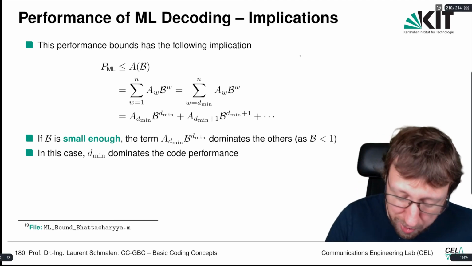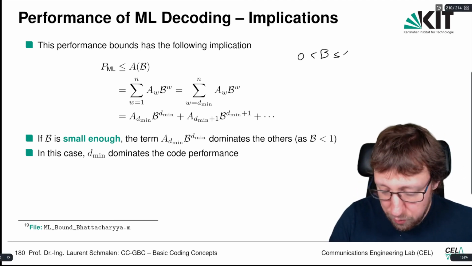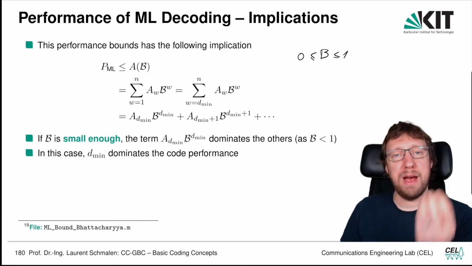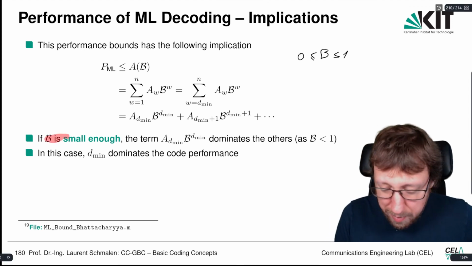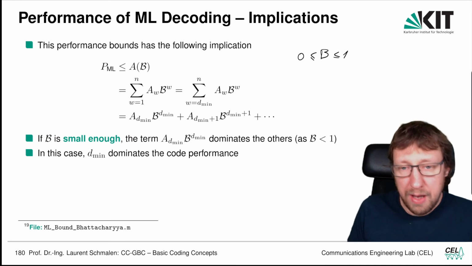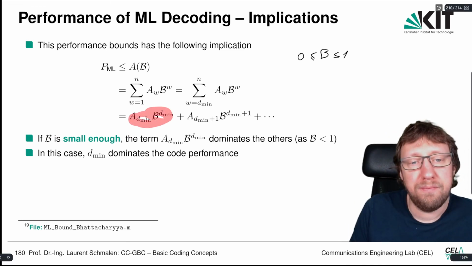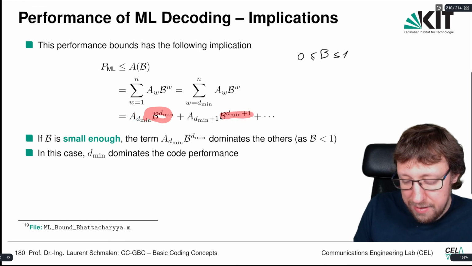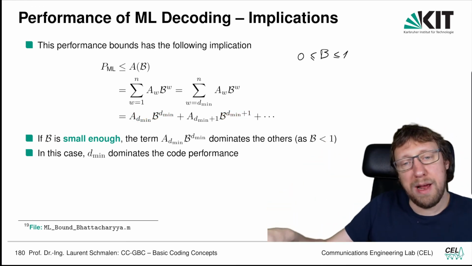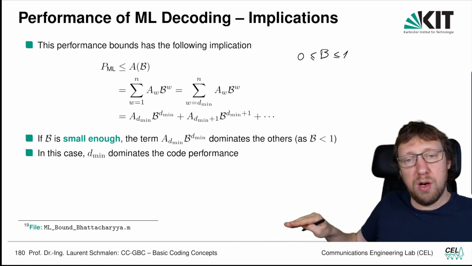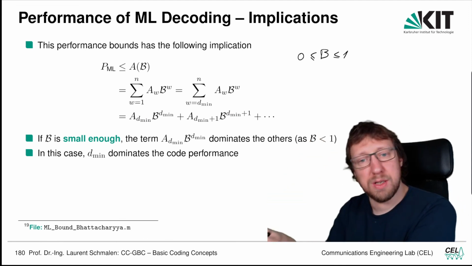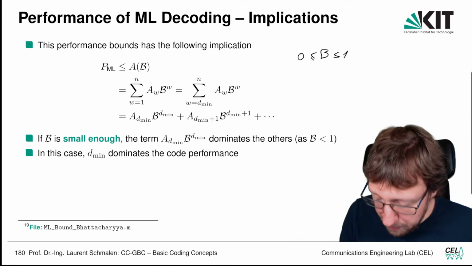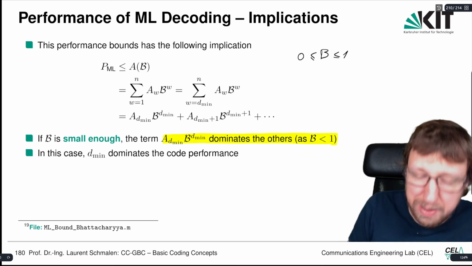Now we know the Bhattacharya parameter is between 0 and 1. 0 means we have a very bad channel. 1 means we have a very good channel. So if the Bhattacharya parameter is small, or if it's between 0 and 1, this term will dominate the sum. Because if we increase the exponent, the smaller the term gets. We always get smaller and smaller, because we have a number between 0 and 1 that we exponentiate, and that makes the number smaller and smaller. So if the Bhattacharya parameter is small enough, this term dominates.